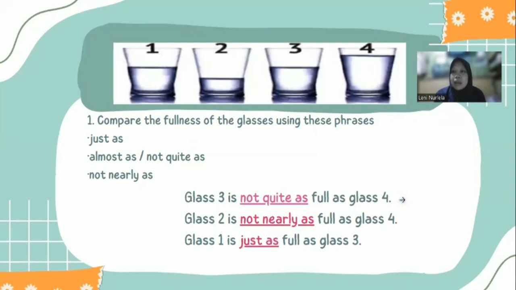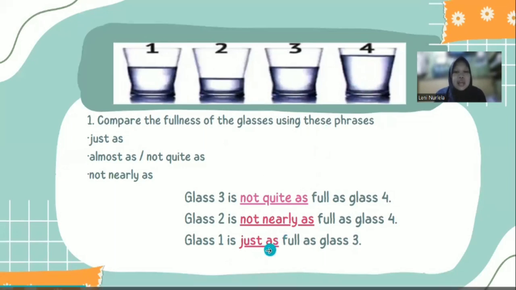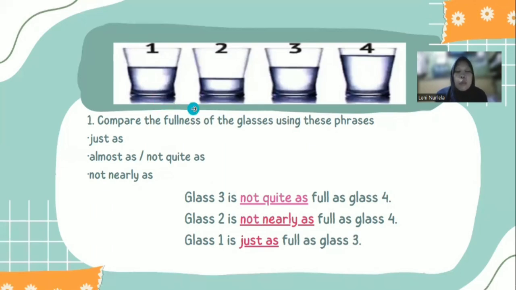So this is my answer. Why do I use "not quite as"? Because glass 3 has a small difference from glass 4. And number 2, why do I use "not nearly as"? Because glass 2 has a big difference from glass 4. Number 3, why do I use "just as"? Because glass 1 is exactly the same as glass 3.